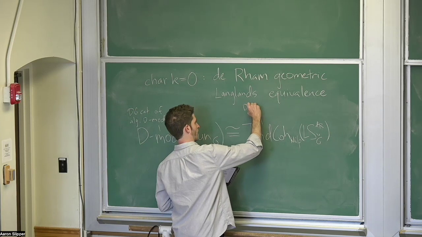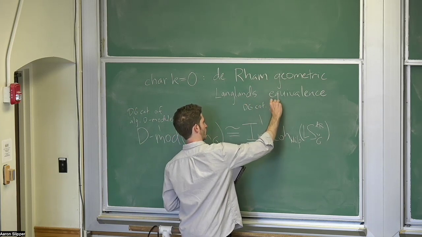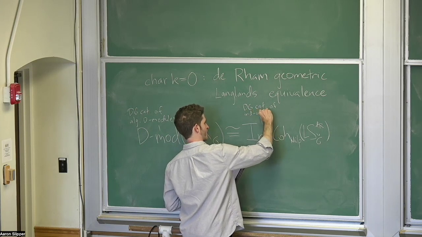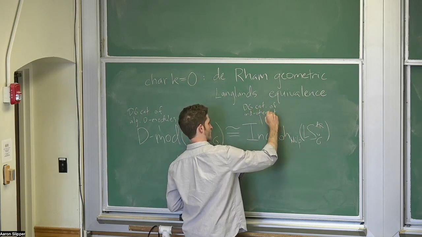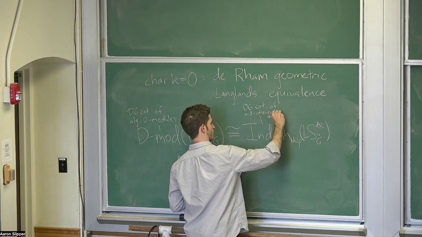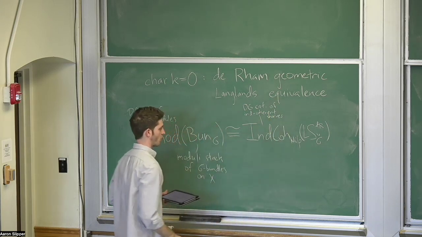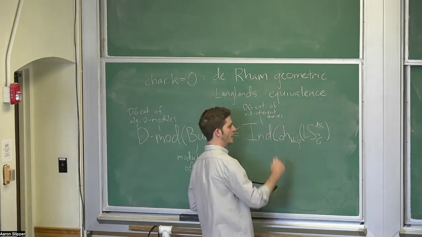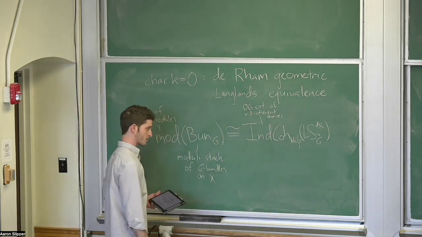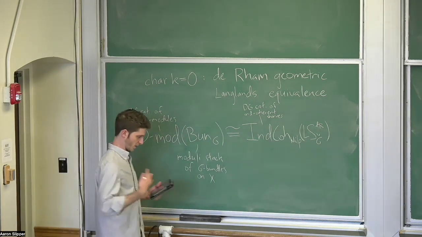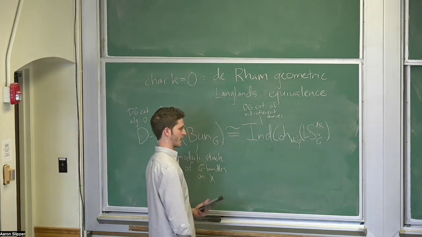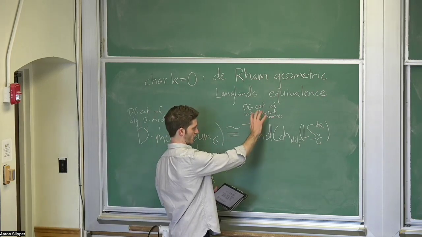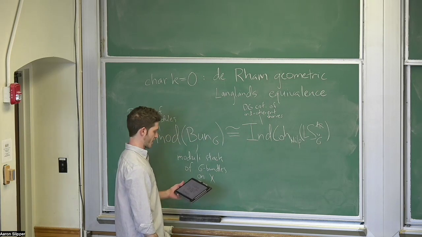IndCoh is the DG category of ind-coherent sheaves. This part I don't want to emphasize too much in this talk. If it's not familiar, then just pretend it's quasi-coherent sheaves. It's a slight enlargement of the category of quasi-coherent sheaves. Really, you should think of it as an unbounded derived category. The difference between QCoh and IndCoh will only become relevant very deep in the talk.